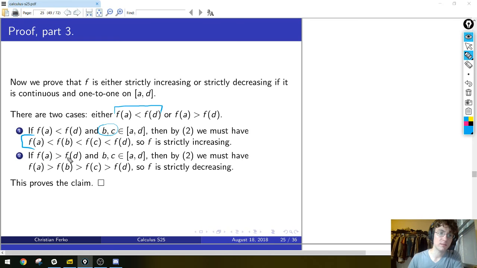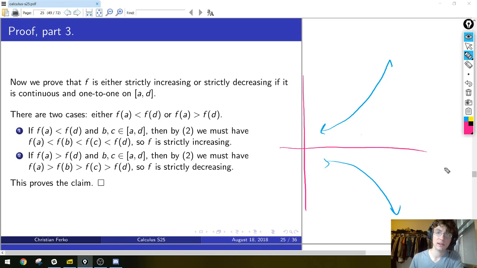Similarly, if f of a is greater than f of d, and you hand me any other 2 points in the interval, then by the results of part 2, the whole chain must be descending. So it's strictly decreasing. So that's the proof. If f is continuous and 1 to 1 on an interval, it's either looking like this, or it's looking like this. Those are the only possibilities, which I think you intuited before when you said it in the tutorial, but you still have to prove it.